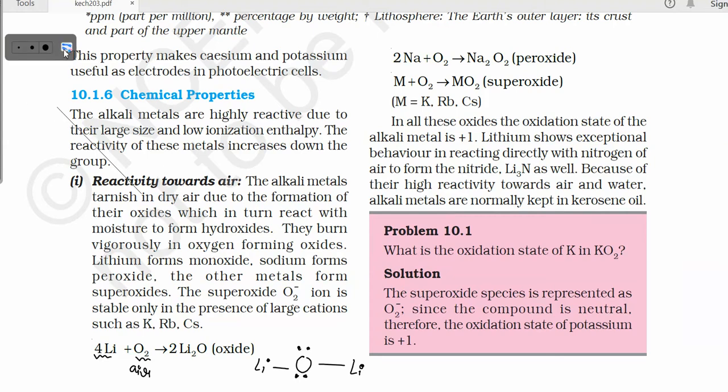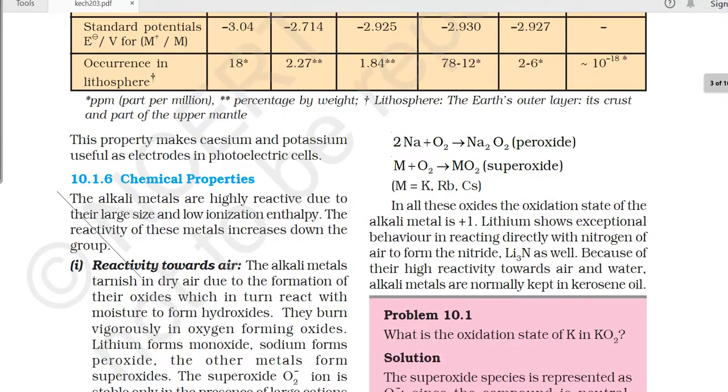Next is the reaction of sodium with oxygen. When two atoms of sodium react with oxygen, they form sodium peroxide, that is Na2O2. Here two oxygens are combined with each other, and two sodium atoms form a bond with the oxygens. We can see that the charge on each oxygen is -1, and therefore it is termed a peroxide. So here it is sodium peroxide.